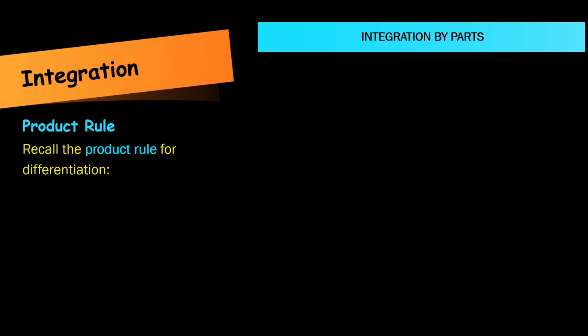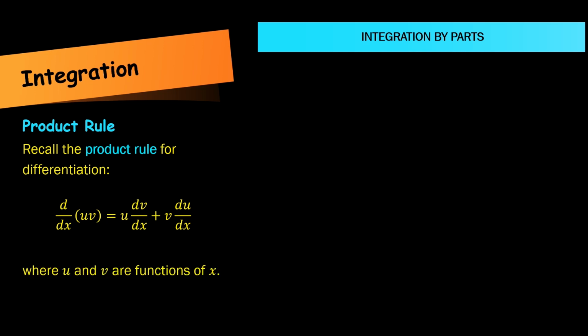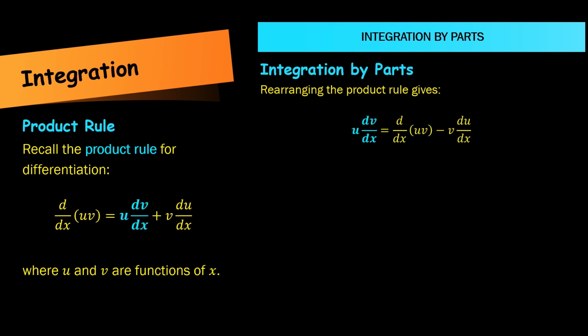Recall the product rule for differentiation, namely d/dx of uv equals u dv/dx plus v du/dx, where u and v are functions of x. Rearranging the product rule gives this expression: u dv/dx equals d/dx of uv minus v du/dx.